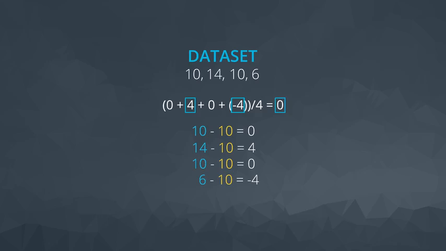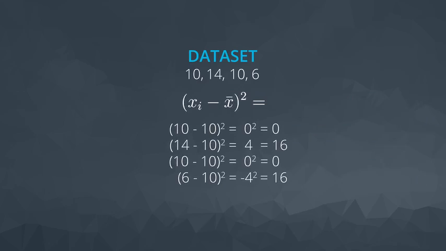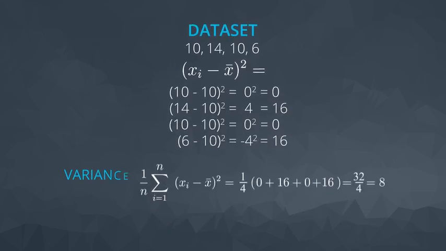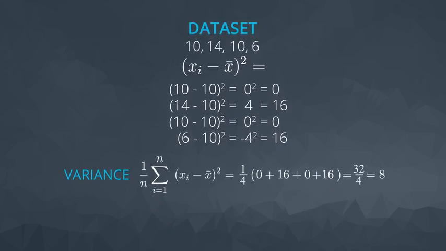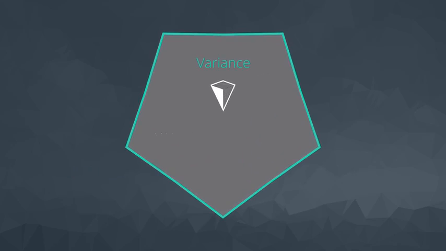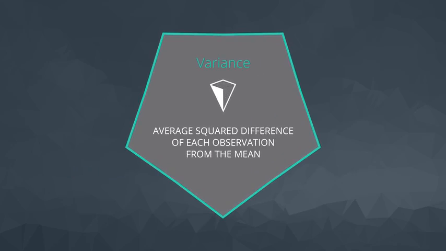So instead, we need to make all of these values positive. The way we do this when calculating the standard deviation is by squaring them all. If we do that here, our negative and positive 4 values will become 16s. Now, we could average these to find the average squared distance of each observation from the mean. This is called the variance.